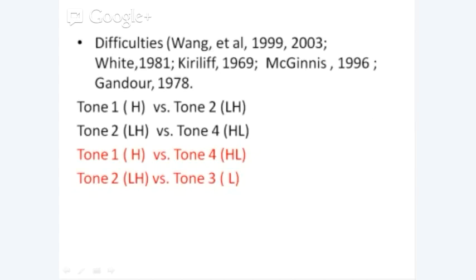Also, about tone perception difficulties, according to the literature, the high tone is really easy to confuse with the low-high tone, and the low-high tone is really easy to confuse with the high-low tone. And these two are notoriously hard to learn and hard to distinguish, such as ma, ma, ma, and this is ma. Very hard to distinguish.